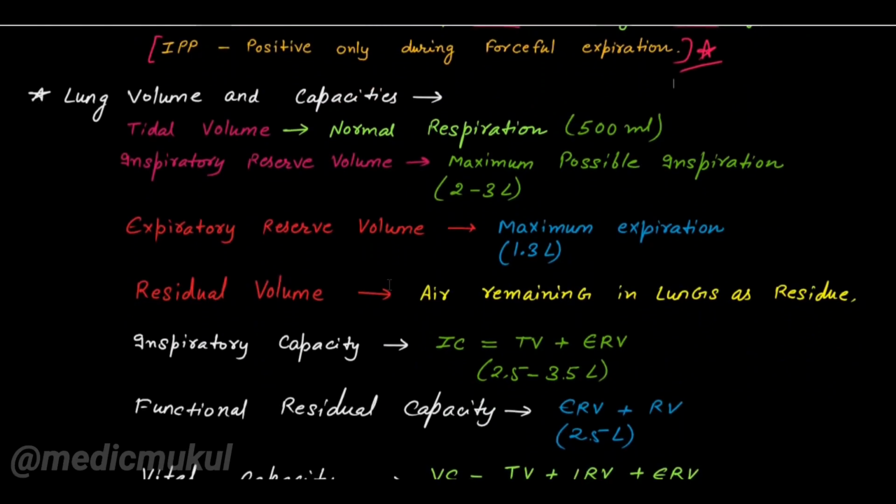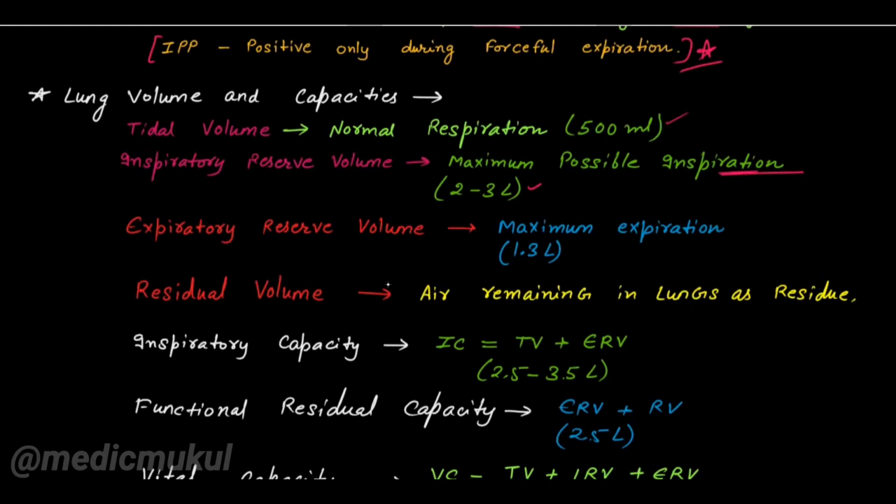Then the next is lung volumes and capacities. Lung volume is the tidal volume. Normally when you are inspiring and expiring, that is the tidal volume, the normal respiration. That is 500 ml. The next is inspiratory reserve volume. Take the deep inspiration. So that is inspiratory reserve volume, the maximum possible inspiration, 2 to 3 liters.